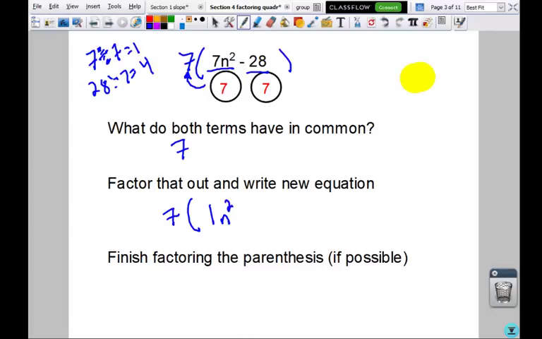Could you just leave it as n squared? Yes, you could also just leave it as n squared. You don't need the 1. I just wrote it down to show that I divided by 7. And then I'm going to go minus 28 divided by 7 is 4.